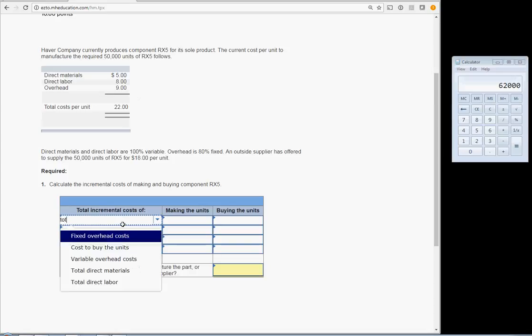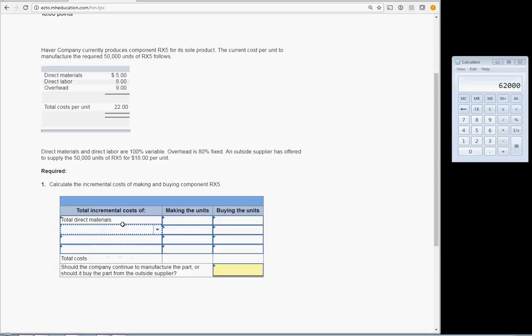We cannot consider it. So let's see what we can do here. We're going to go ahead and say total direct materials. Figure that one out. The total direct labor is what we're going to throw in there. And then we've got the variable overhead cost. And then we should have our cost to buy the units, because we're doing a comparison here. So if we make the units, then we have total direct materials. If we make the units, it's 50,000 units times $5. That's 250,000. If I buy the units, I spend nothing for direct material.